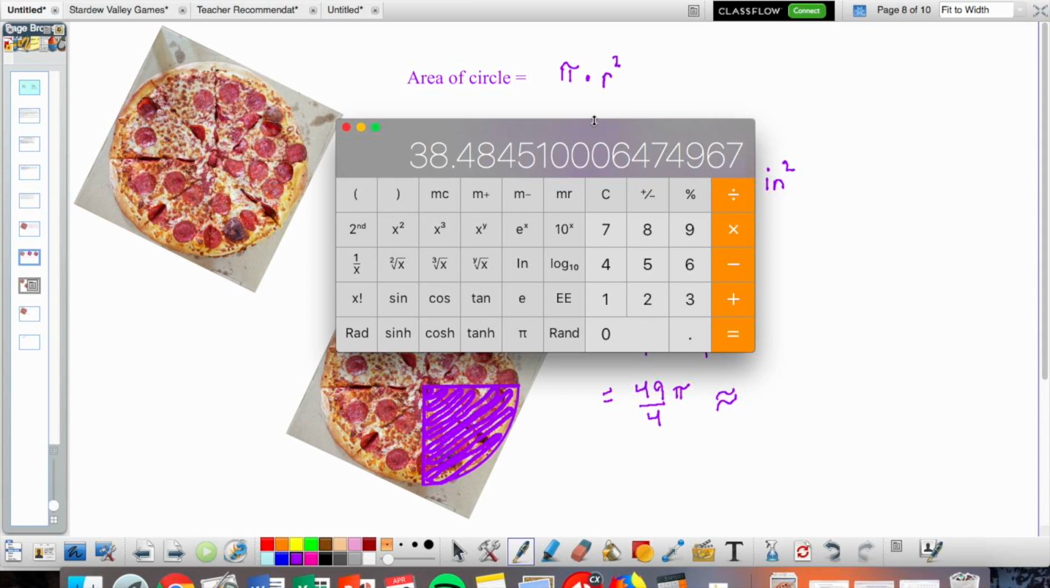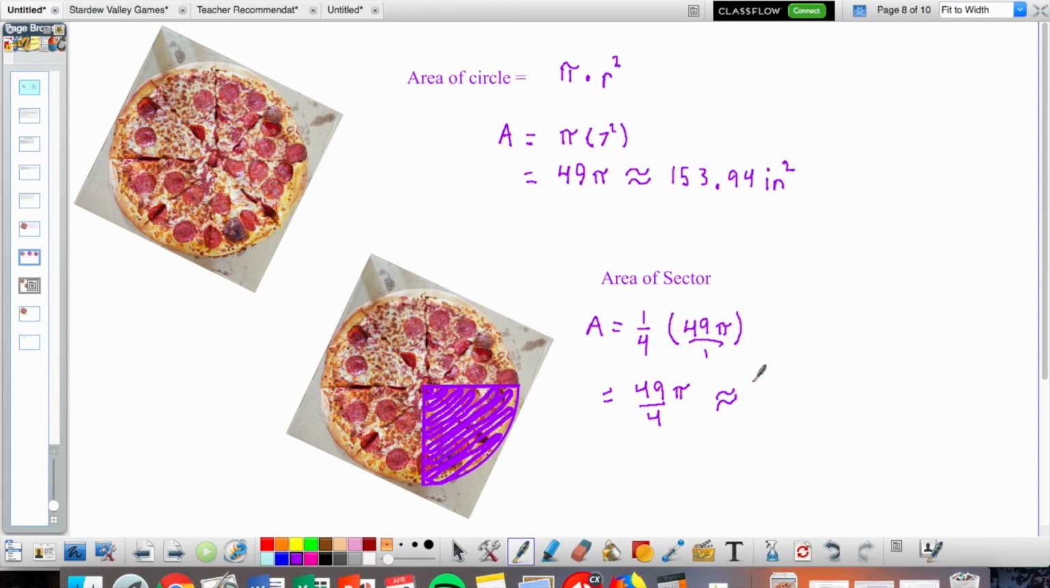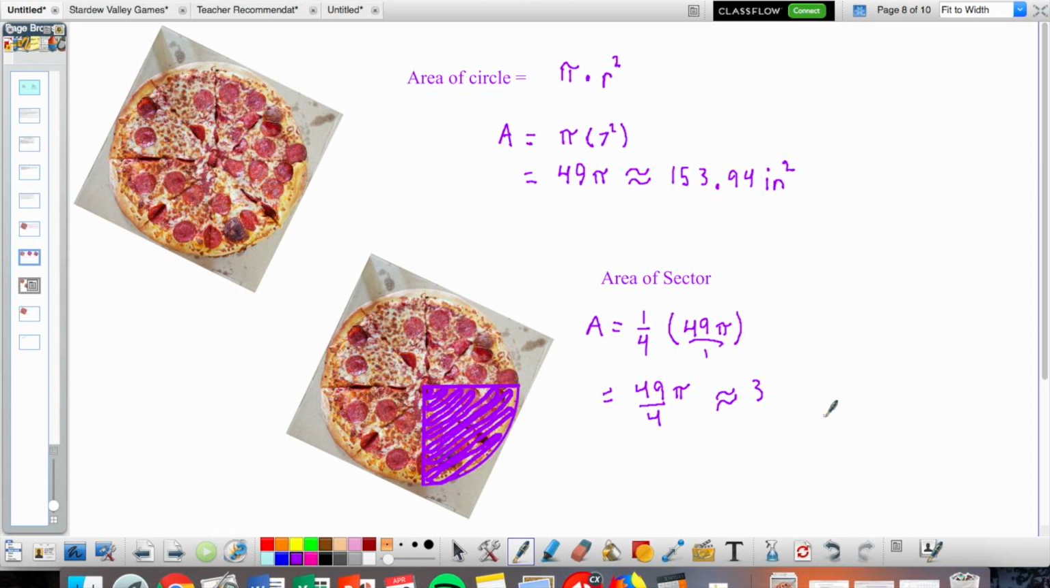Which means that I ate 38.48 inches of pizza. I ate about 38.48 inches squared of that pizza for lunch.